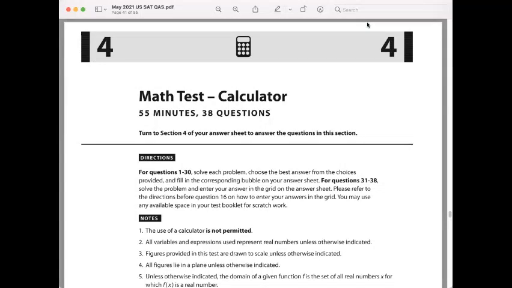In this video, we solve the May 2021 US SAT papers math calculator section. We have already solved the no calculator section in an earlier video, so make sure to check that out.